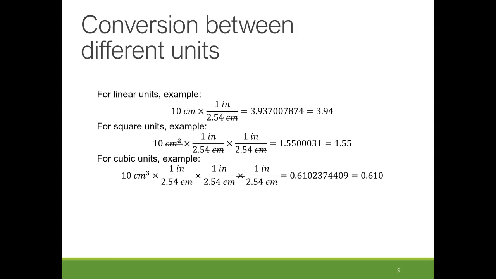Yeah, Geraldine. So for the square units, is the final unit inches squared? It'd be inches squared, yeah. Yep, because you have inches times inches, so it'd be inches squared. Or this one would be inches times inches times inches, so inches cubed.